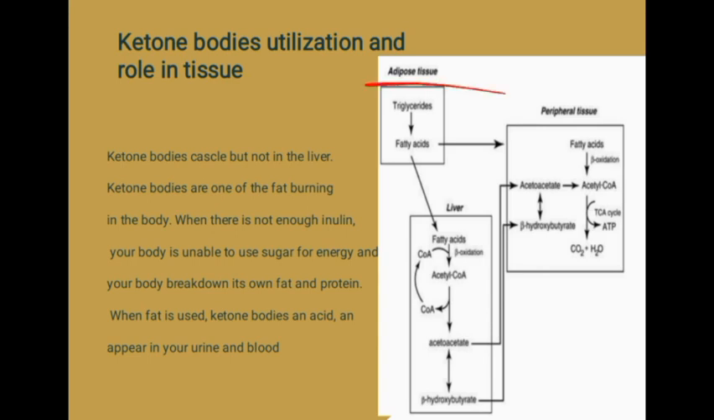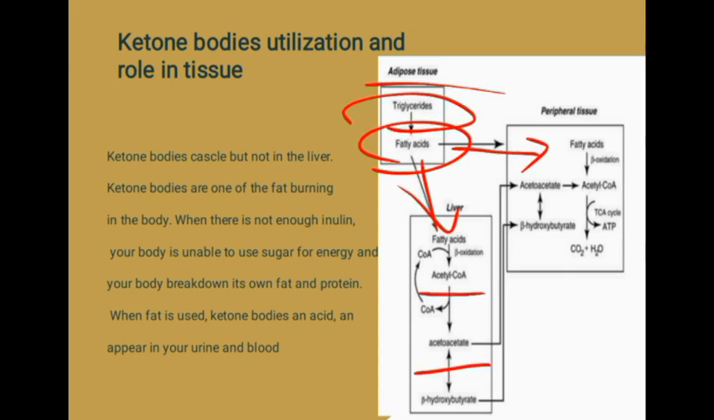In adipose tissue, triacylglycerol is converted into fatty acids, which go to peripheral tissue and the liver. In the liver it is converted into acetyl-CoA, then acetoacetate, then beta-hydroxybutyrate. The acetoacetate and beta-hydroxybutyrate go to peripheral tissue. There, the fatty acid which goes from adipose tissue to peripheral tissue is converted into acetyl-CoA, or acetoacetate or beta-hydroxybutyrate is converted into acetyl-CoA, and in the last step it is converted into carbon dioxide and water.